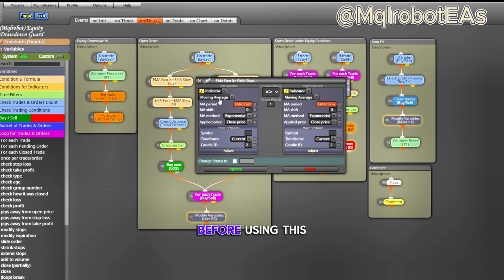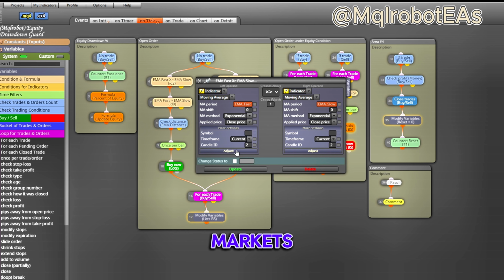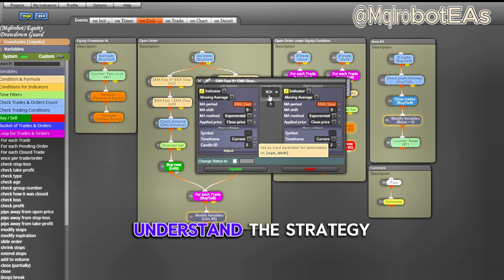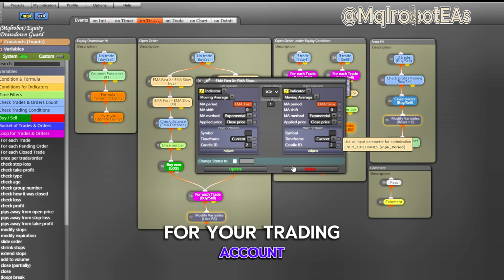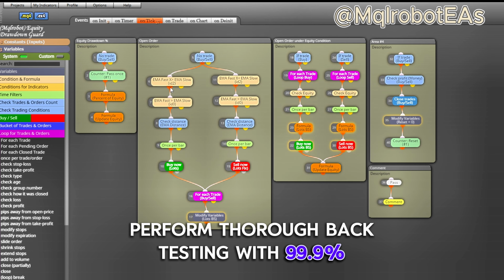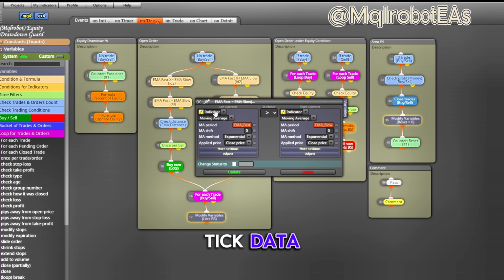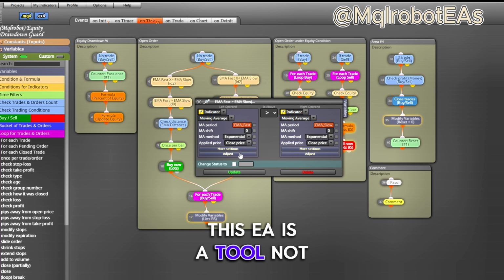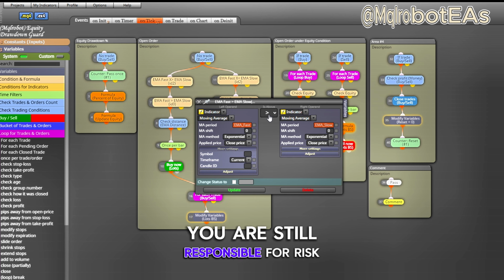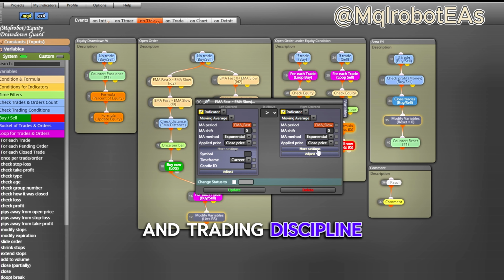Important disclaimer: before using this EA in live markets, always take time to understand the strategy behind the logic, set the risk levels appropriate for your trading account, perform thorough backtesting with 99.9% tick data, and test on demo accounts before going live. This EA is a tool, not a guarantee. You are still responsible for risk management and trading discipline.